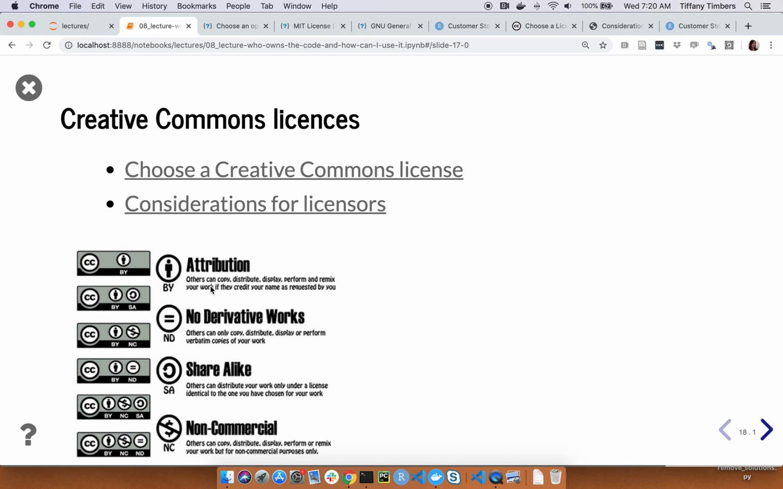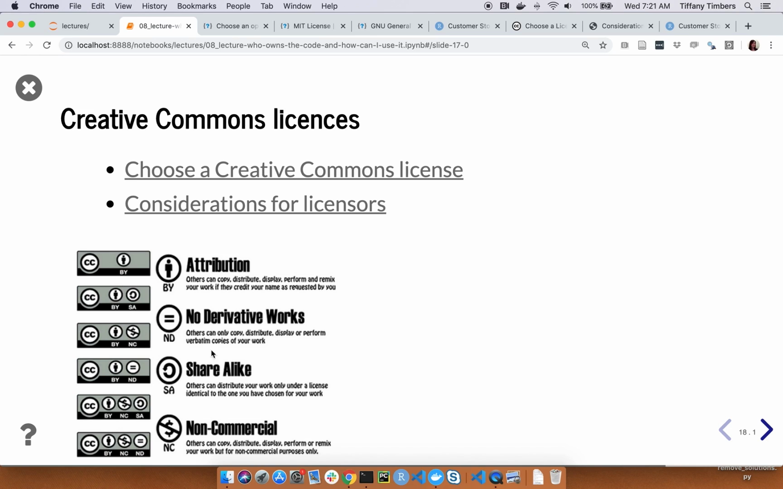One is attribution, called BY, which stands for attribution. If you choose a license that has BY, and all 6 of these do, it means that other people have the capacity to copy, distribute, and display your work. They can perform it, they can remix it, as long as they give you credit. And you can describe how you would like that credit to be given to you. ND is no derivative works, so people can copy, distribute, display, or perform verbatim copies of your work, but they're not allowed to modify it, change it, or build off of it in any way.